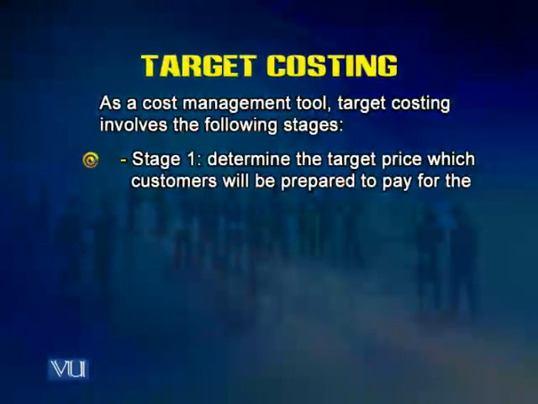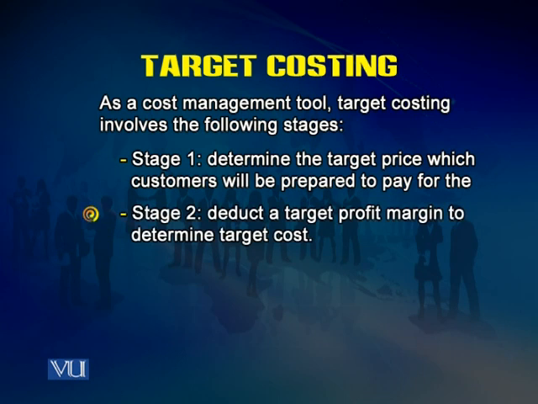As a cost management tool, target costing involves the following stages. Stage 1, determine the target price which customers will be prepared to pay for the product. That's the selling price. Stage 2, deduct a target profit margin to determine the cost. The target profit margin, we have said, will be based on the expectation of the owner's return on investment. That return on investment will determine what kind of a profit margin should be set.